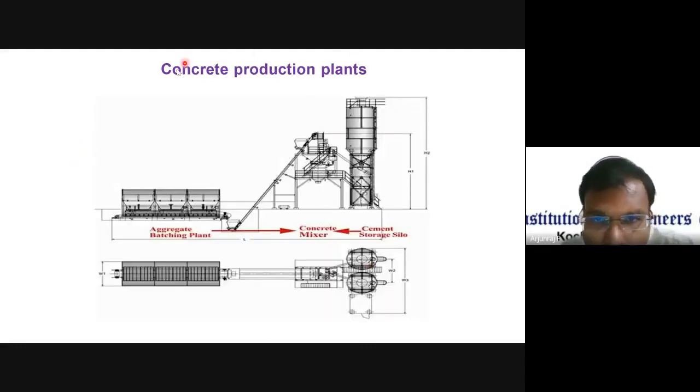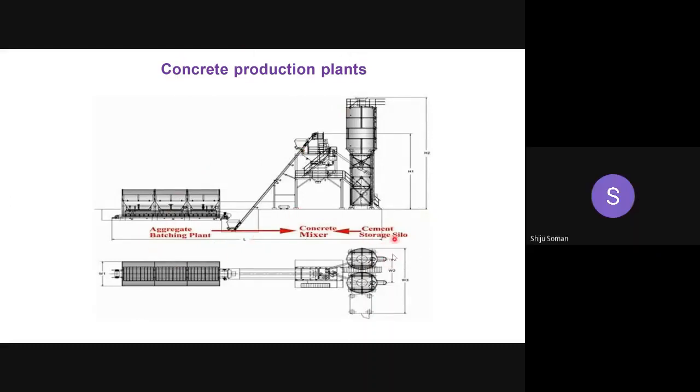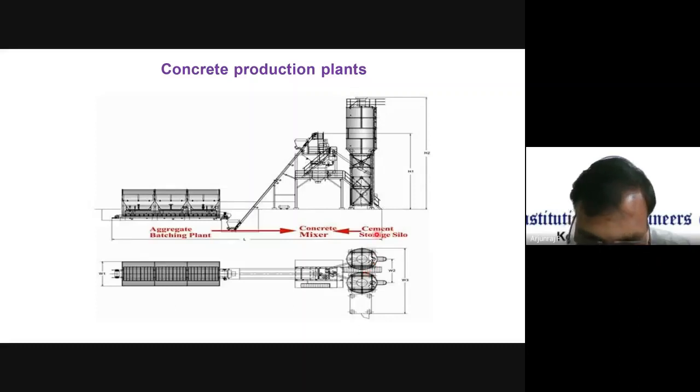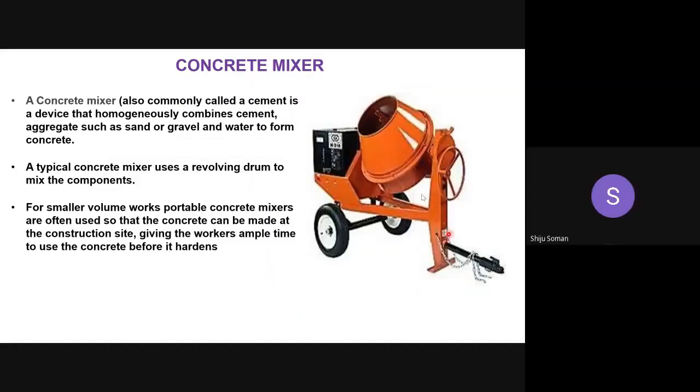You see, this is the concrete production plant where you have the aggregate batching plant, you have the concrete mixer, and you have the cement, which is coming out in proper ratios. This is the concrete mixer.